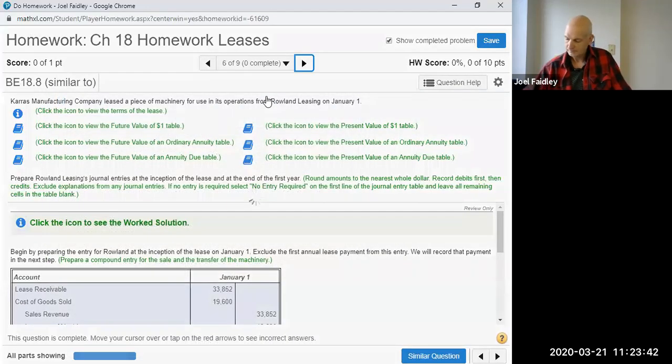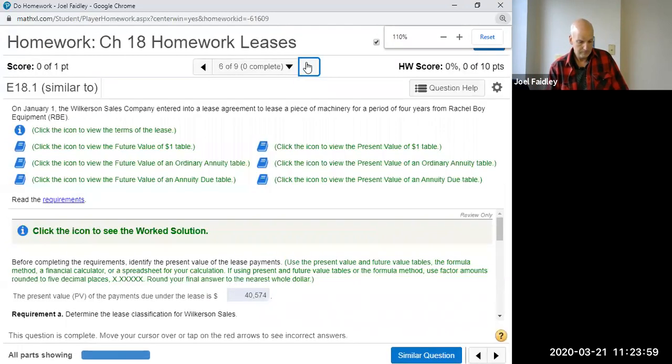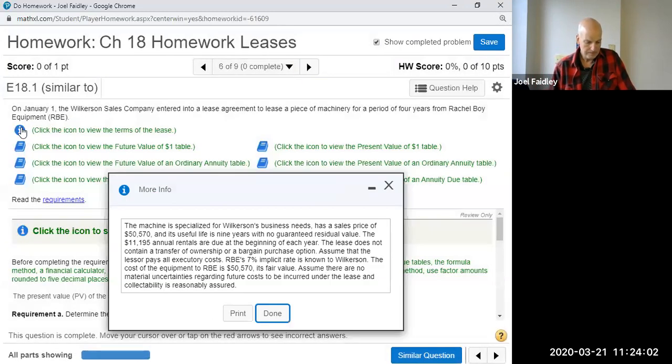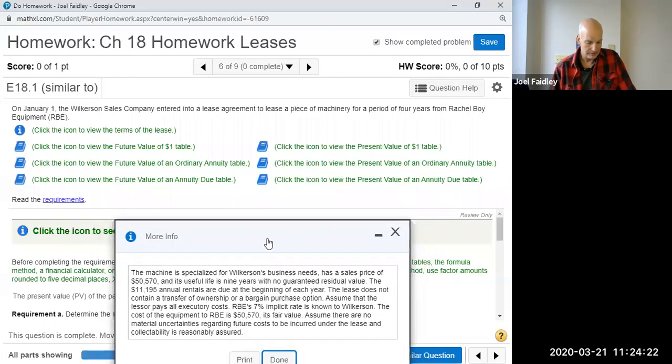There. All right, number six. The information here. Sales price. I guess I should read this. Wilkerson Sales entered a lease agreement, 4 years, for Rachel Boy. The question is, what are we supposed to do?